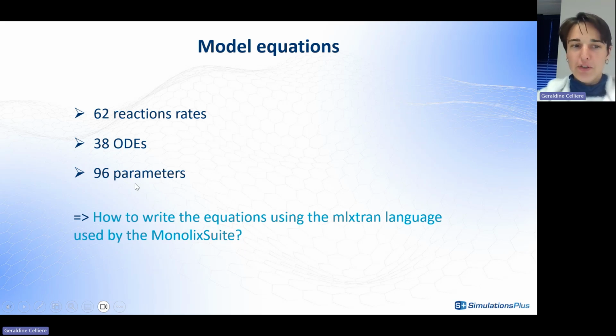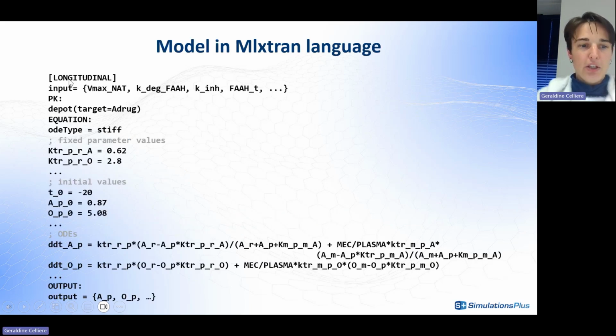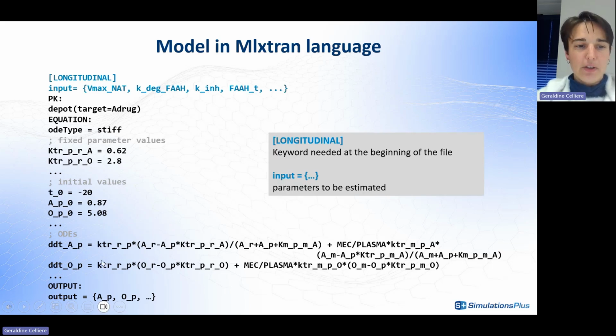We have a quite big model with many reaction rates, ODEs, parameters. I will just show you a small extract of it to give you the main key aspects. So that's a small extract, and you see I have a lot of dots that just indicate that I have skipped some parts out. In this model definition, I first have this keyword longitudinal that I always need to have at the beginning of the file. Then I have a line input. That's where I'm going to put all the parameters that I would like to estimate by fitting the model to some data.